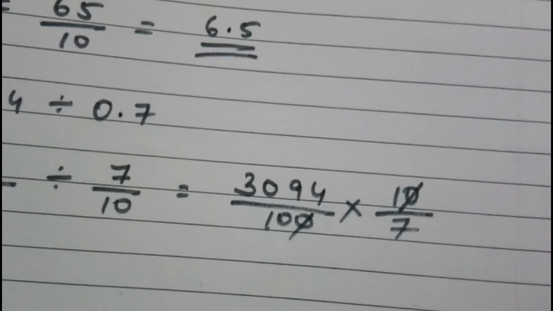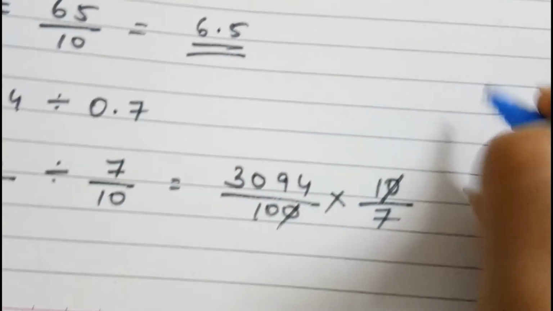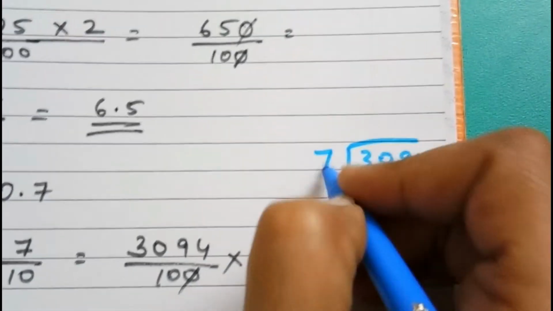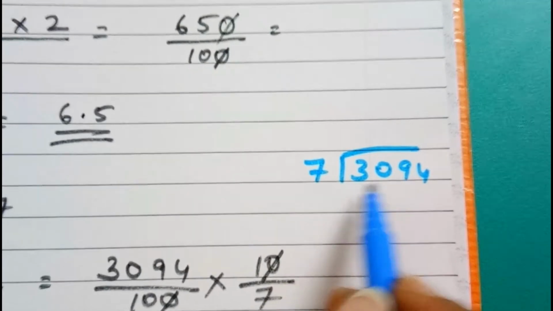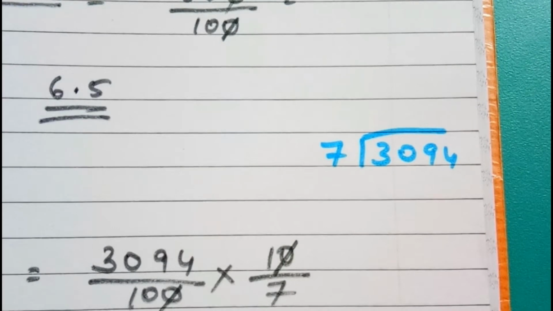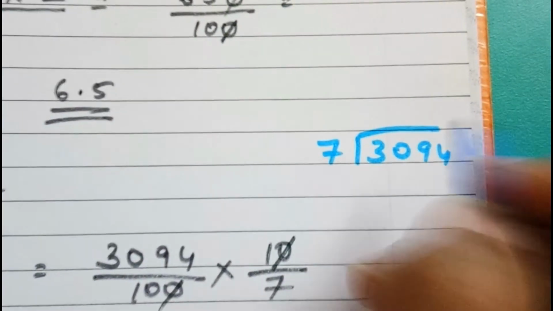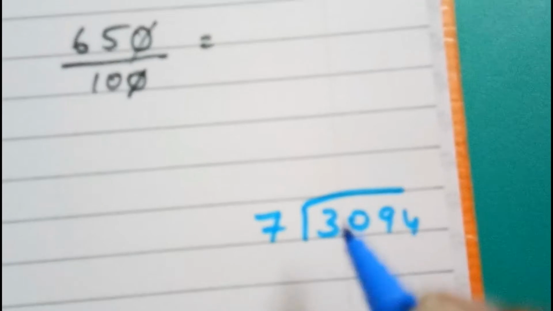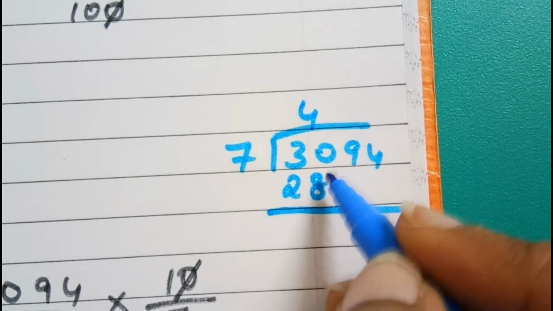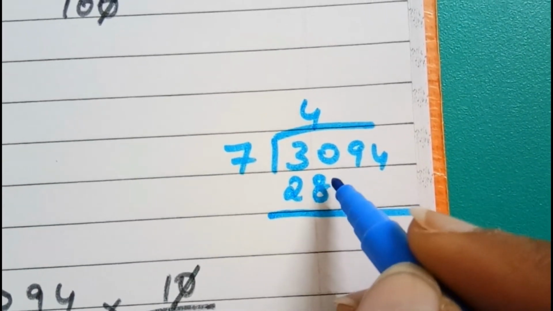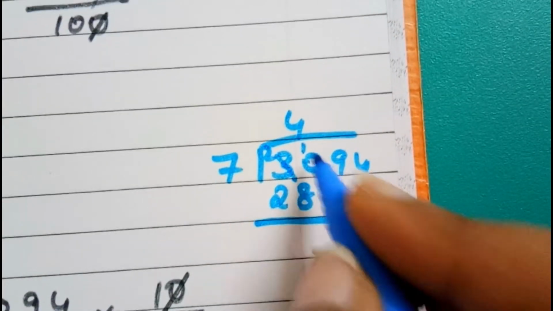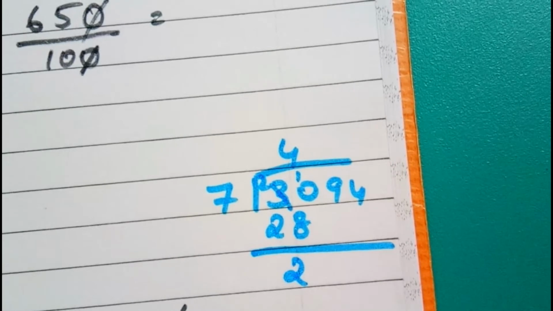So let's divide this. We'll use a different ink so that there's no confusion. 3094 divided by 7. Since 3 is smaller than 7, we'll take two numbers, that is 30. Now how many times will 7 go in 30? 7 4s are 28, because 7 5s are 35. So we need to take the smaller number. 7 4s are 28. Now here, since 0 is less than 8, we will borrow from here and 3 will become 2.